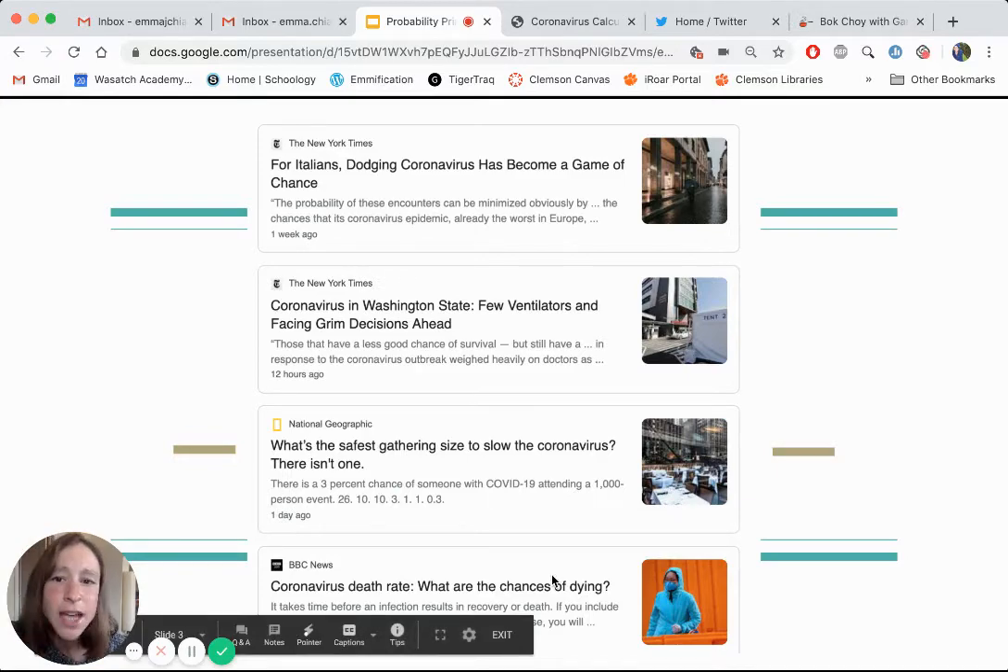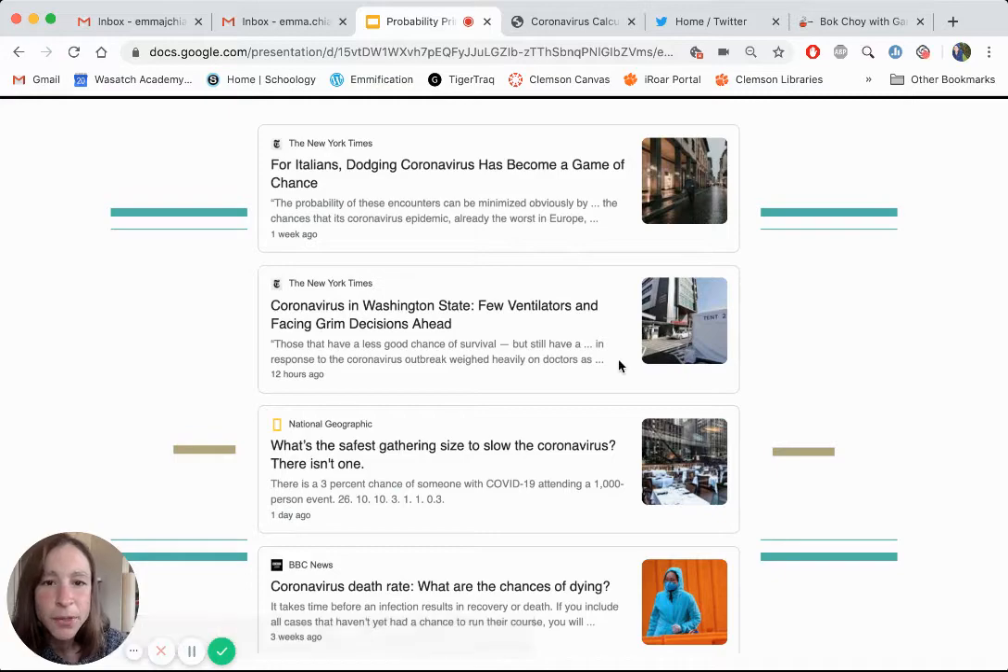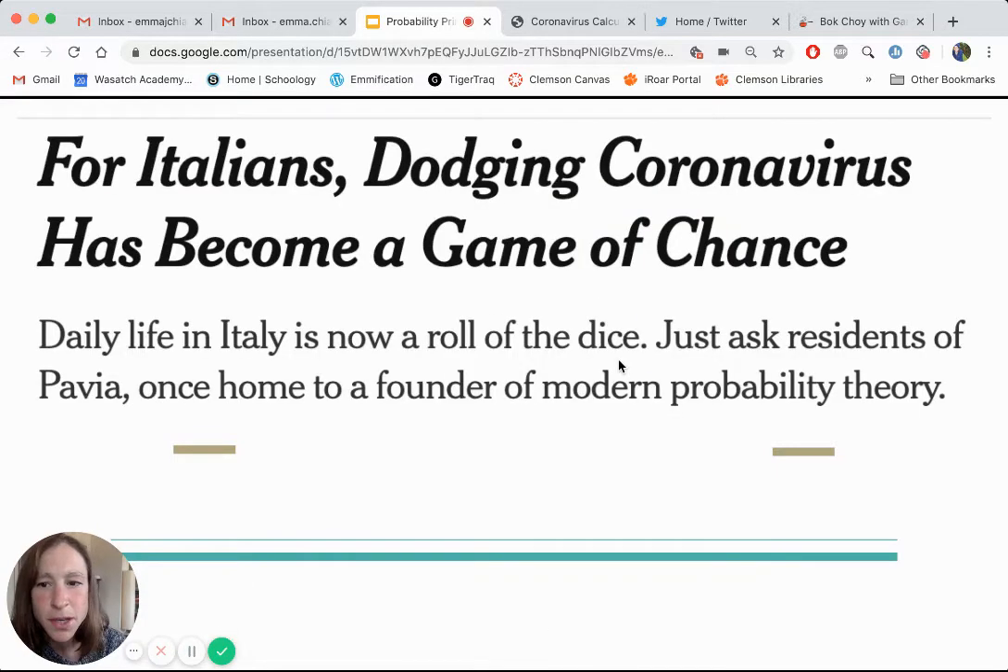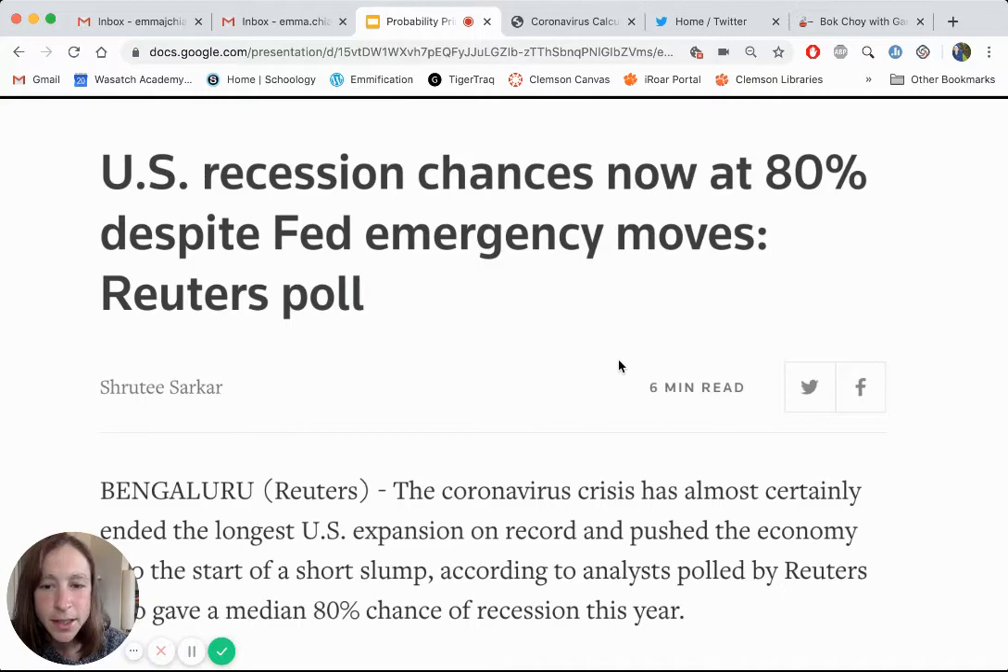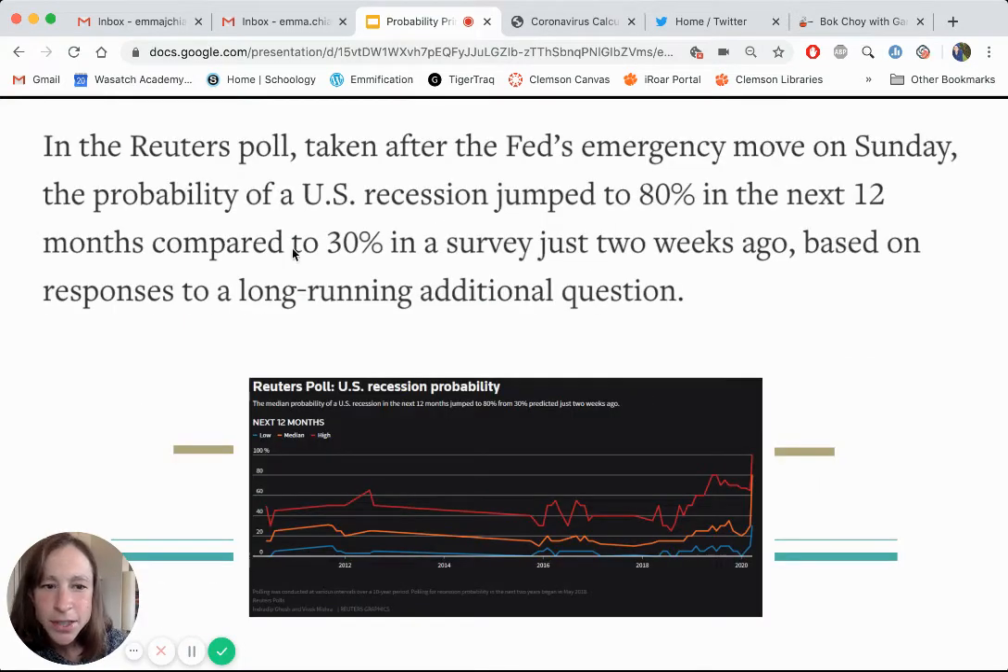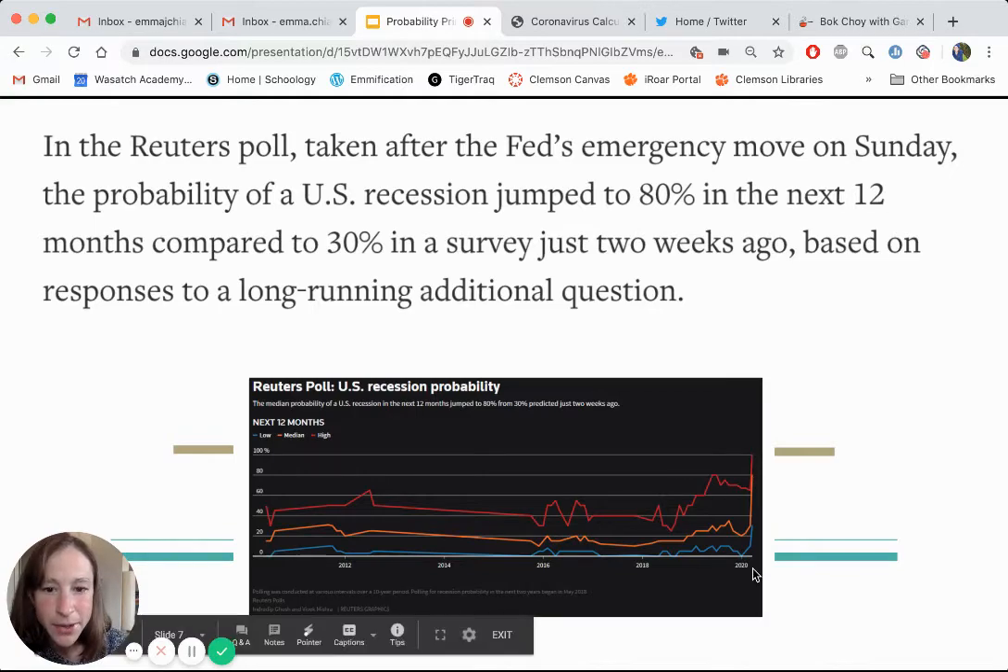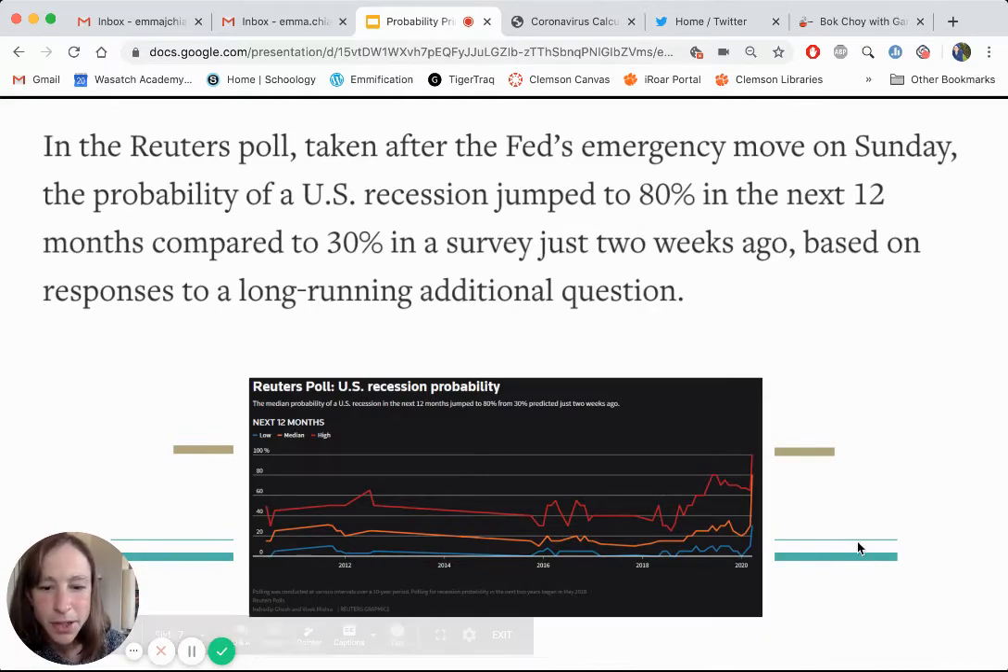Here it's just talking about what is the chance of dying. So lots of statisticians and probabilists are out there right now trying to answer some of these questions. Looking at the risk assessment is the job of a mathematician. Even looking at the economy, like what is the chance that we're going to go into recession? How is this 80% calculated? And I just wanted to show you the graph over time. This is where we are now in the probability that a recession will occur.